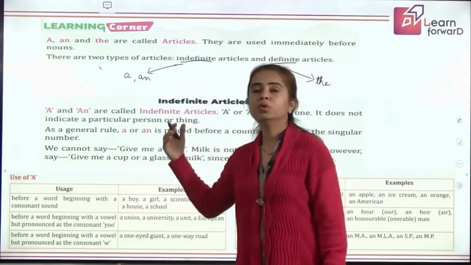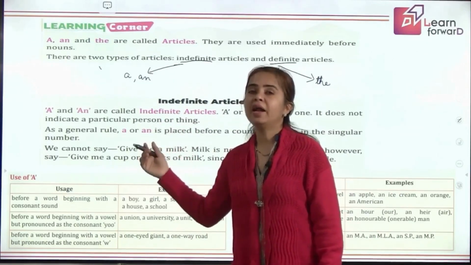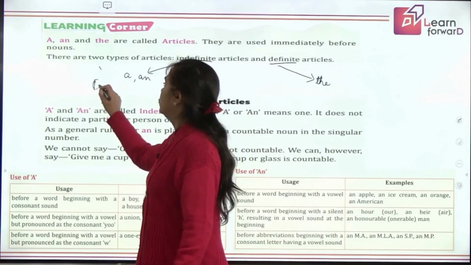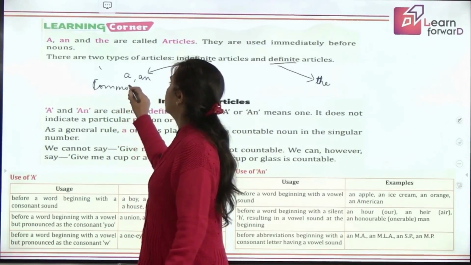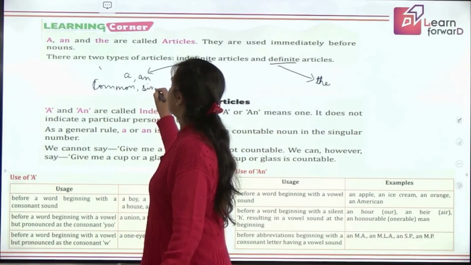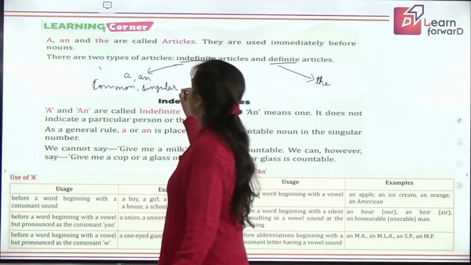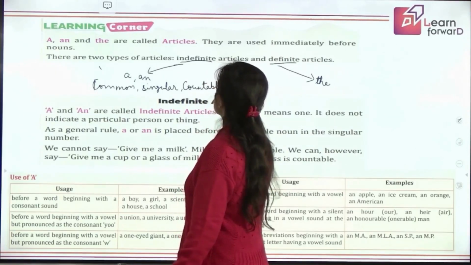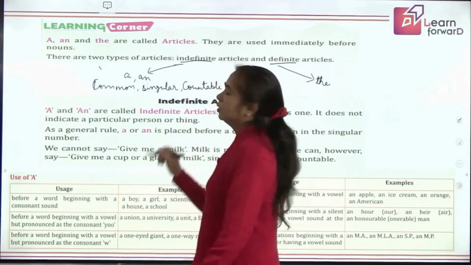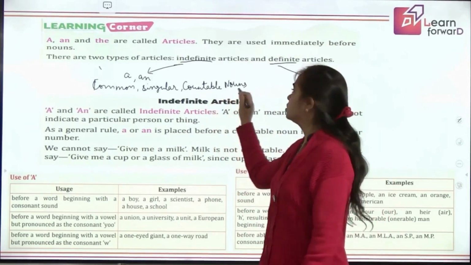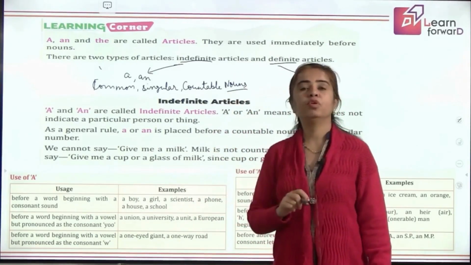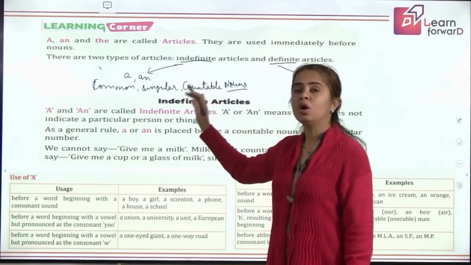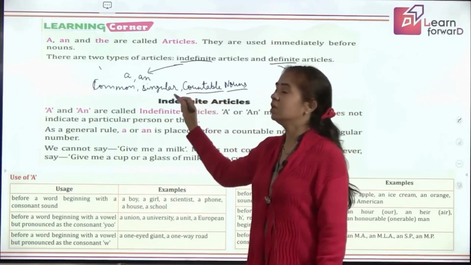They are both indefinite articles and they are used before common, singular, countable nouns. That means an article is not used before any other part of speech. Article a and an are not used if your noun is uncountable.